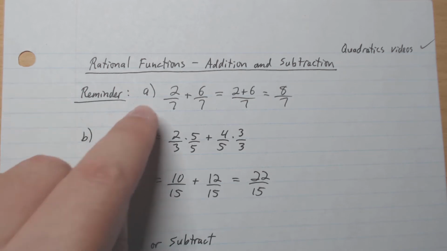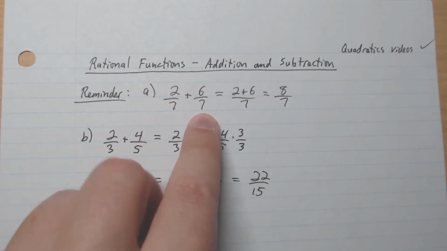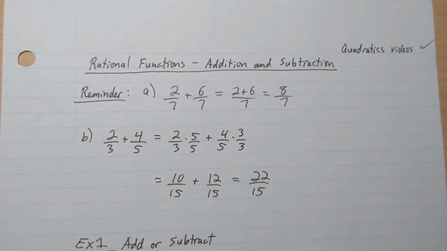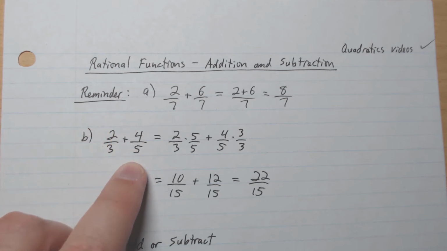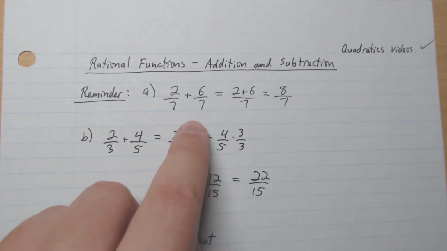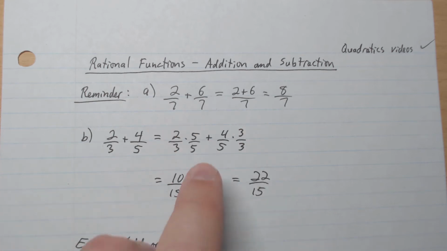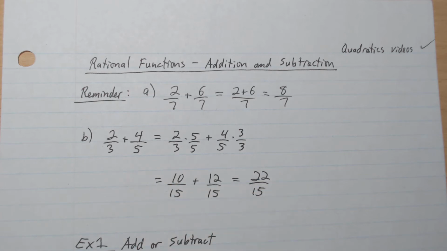So just a reminder, right? 2 over 7 plus 6 over 7, we add the top together, so 2 plus 6 over 7 gives 8 over 7 like that. Also here, 2 over 3 plus 4 over 5, we need common denominators, so times 5 over 5, here times 3 over 3, so we have 10 fifteenths plus 12 fifteenths, and this gives 22 over 15 like that. And so we're going to be using this in today's lesson.